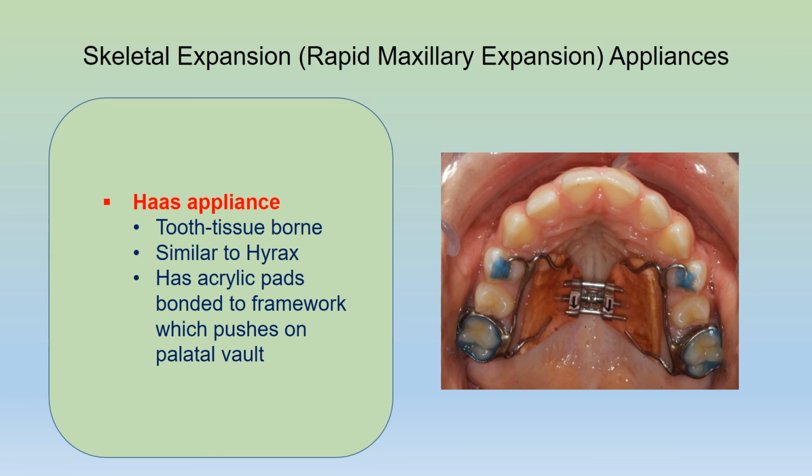Now the next RME appliance is known as the Hass appliance. If you look at the diagram, it has an acrylic pad which sits on the palatal vault. Therefore it is a tooth-tissue borne appliance. Otherwise it is similar to the Hyrax.